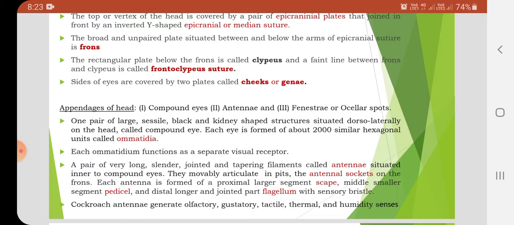Compound eyes. There is one pair of large, sessile, black, reniform, kidney-shaped compound eyes, one on each side of the dorsolateral side of the head. The eyes are the appendages of the first head segment. Each is formed of about 2000 visual units. These are hexagonal in shape and called ommatidia. Each ommatidium functions as a separate visual receptor.